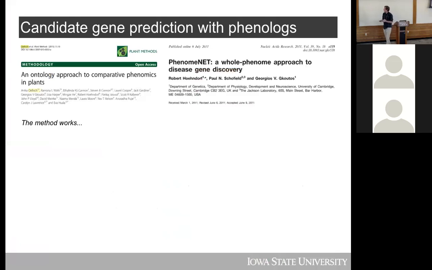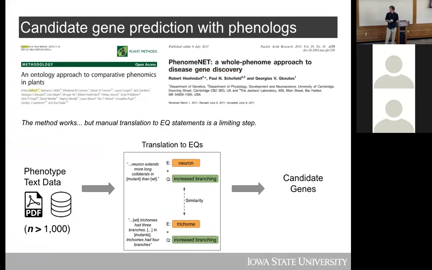So a couple of different studies have demonstrated that this method, using EQ statements to predict candidate genes, works. But one of the issues is that because we're talking about thousands and thousands of phenotypes, each of those has to be, in the case of these studies, manually translated into an EQ statement format, which takes a lot of time and effort.